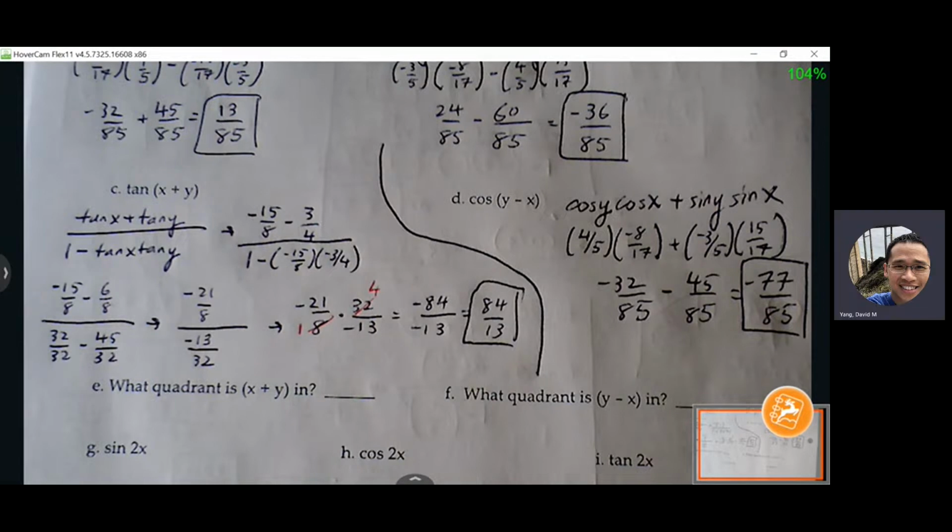Okay, any questions with C or E? Okay, try E and F. For E, it says what quadrant is X plus Y in? You're gonna rely on what you gather from A and C to help you conclude which quadrant you're in. And then for Y minus X, you can use B and D to help you conclude which. So, let's try and we'll talk about it.